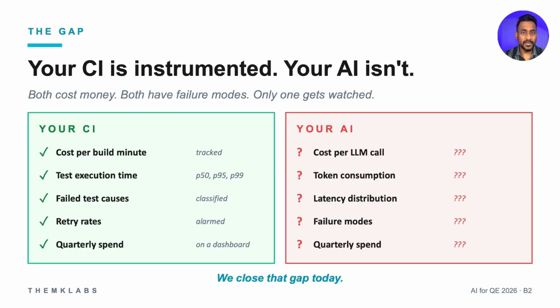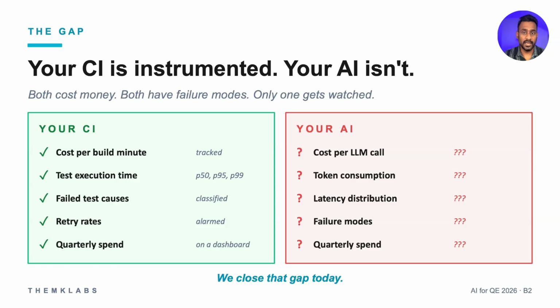Right, so here's where it gets a little uncomfortable. Let's put your CI pipeline and your AI calls side by side. Your CI is fully instrumented: cost per build minute tracked, test execution time like P50, P95, P99, failed test costs classified, retry rates alarmed, quarterly spend sitting on a dashboard everyone looks at. Now your AI calls, if you look at it, it's almost similar, right? Cost per LLM call, token consumption is a huge question mark. Latency distribution, failure modes, quarterly spend, these are all a huge question mark across the board.